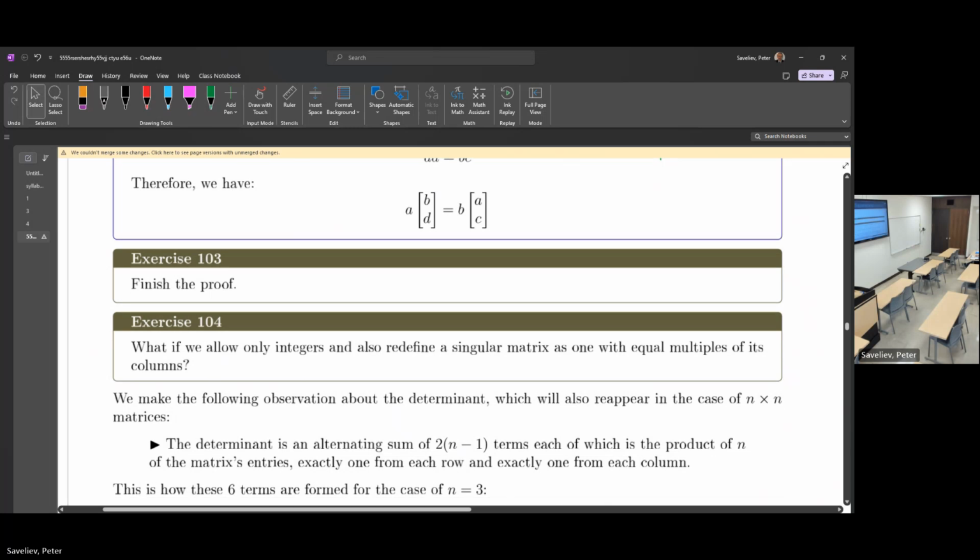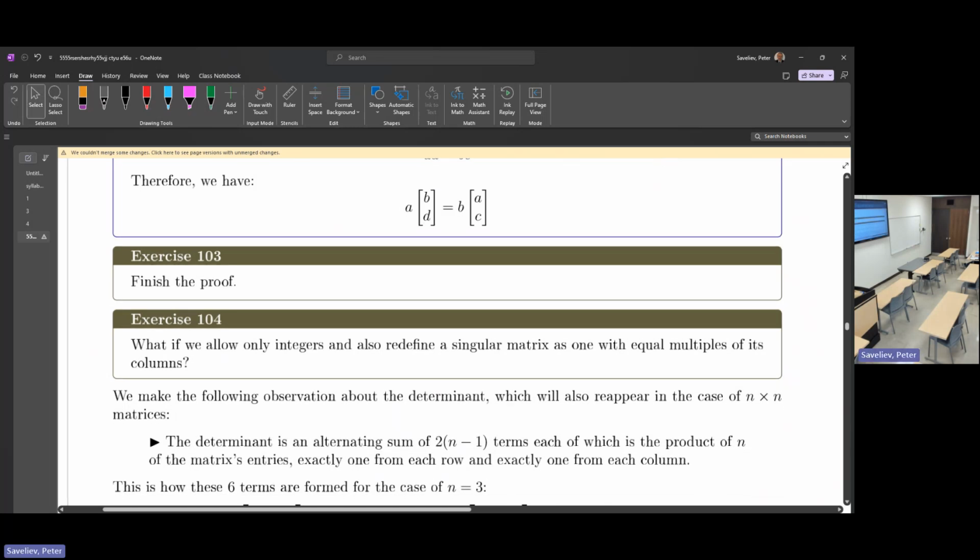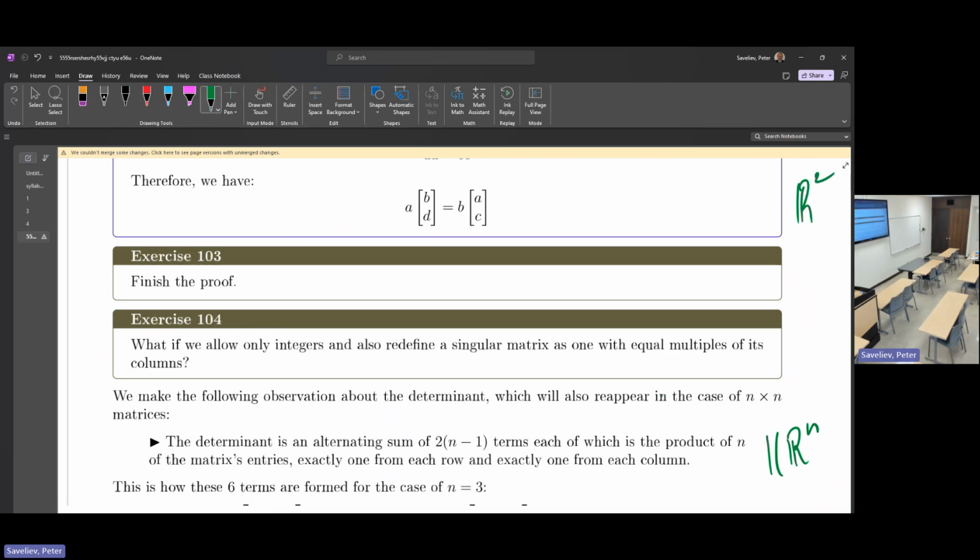Okay, so this is probably once again a glimpse into Rn. This is all R2, the 2-dimensional case. And then maybe it's hard to guess how it's going to proceed in high dimensions and the whole logic of determinants in high dimensions. But we do notice that the determinant is an alternating sum of terms, each of which is the product of the matrix entries, taking exactly one from each row and exactly one from each column.